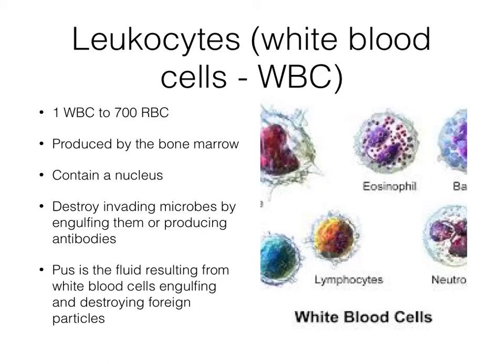Leukocytes, also known as white blood cells, WBC, are also found in our blood. There's approximately 1 white blood cell to 700 red blood cells. These are also produced in your bone marrow. Unlike our red blood cells, white blood cells contain a nucleus. Their job is to destroy invading microbes by engulfing them or producing antibodies.